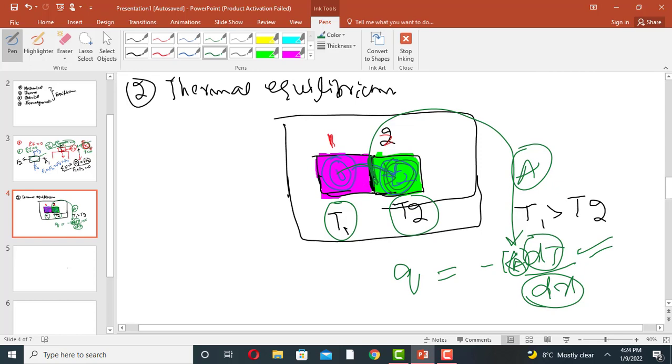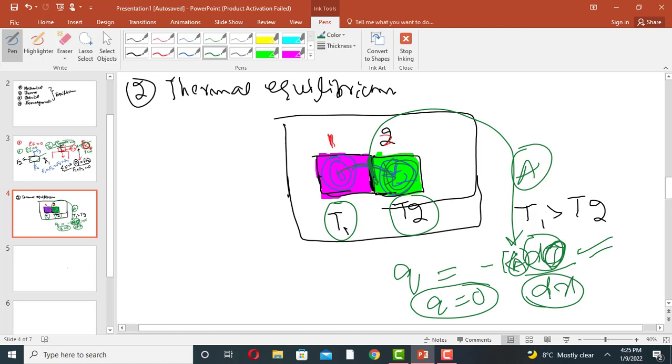Now when the temperature gradient becomes constant, when there is no temperature gradient, then the heat transfer will be equal to 0. So if the temperature becomes constant, then no heat will transfer.